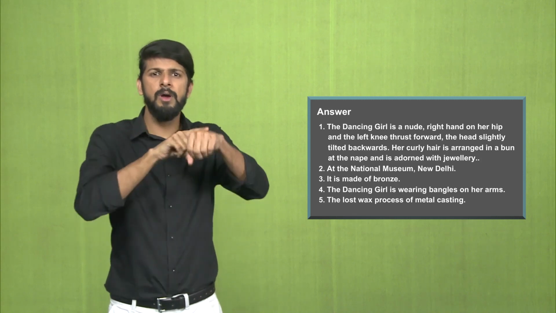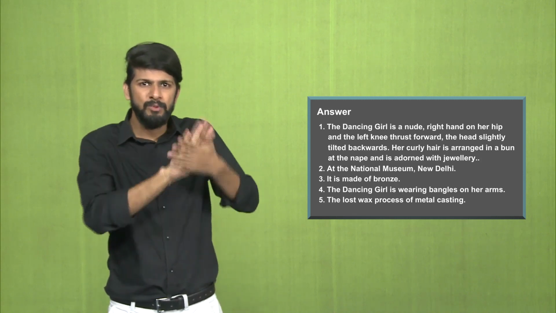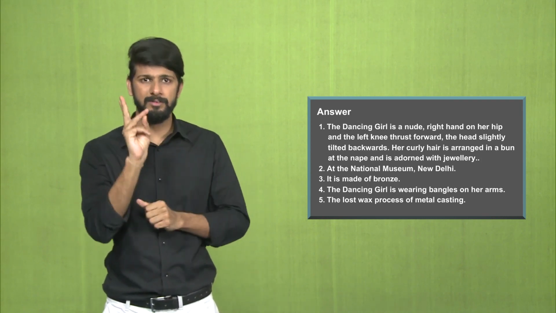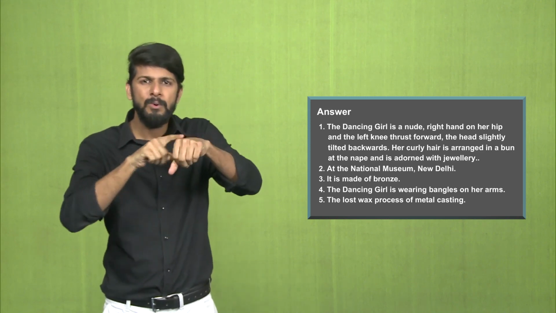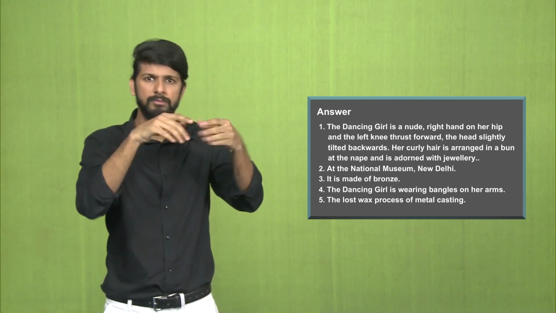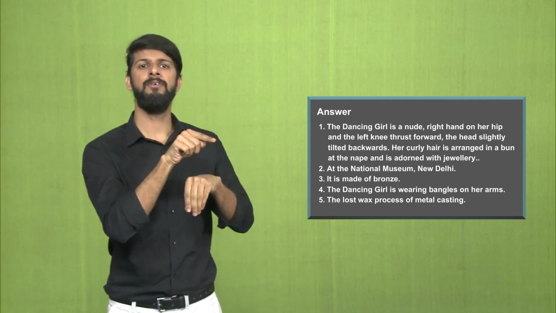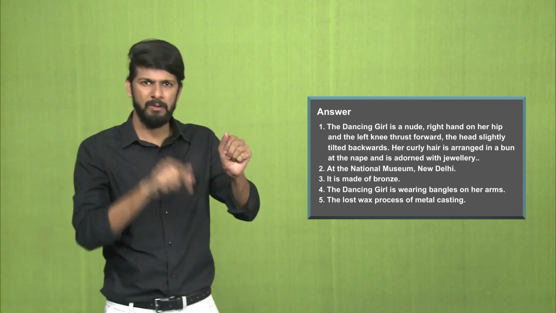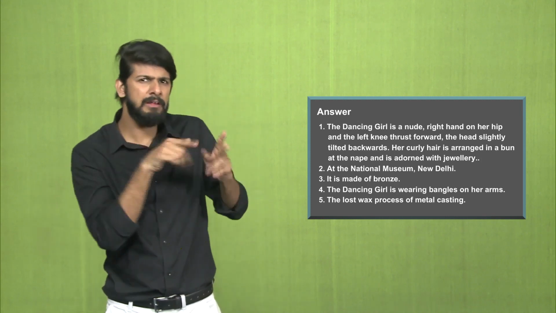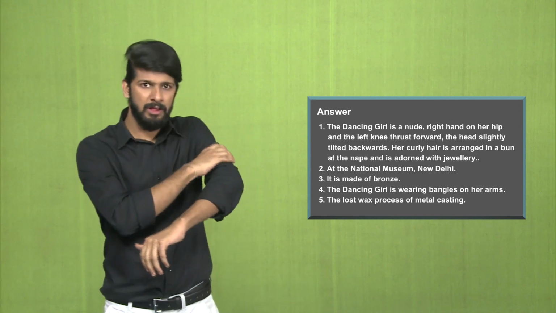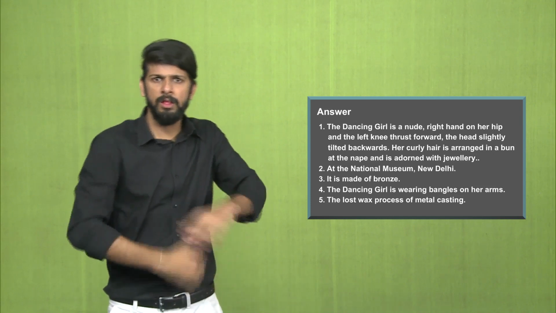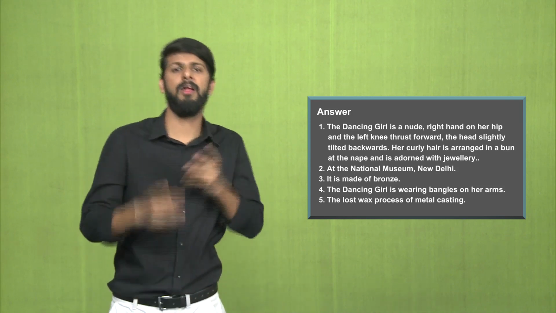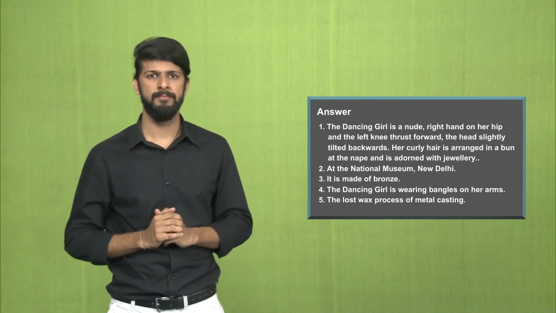Answer number 3. The dancing girl sculpture is made of bronze. The dancing girl is wearing bangles on both her arms, but on one arm there are many bangles and on the other there are only 2 of them.